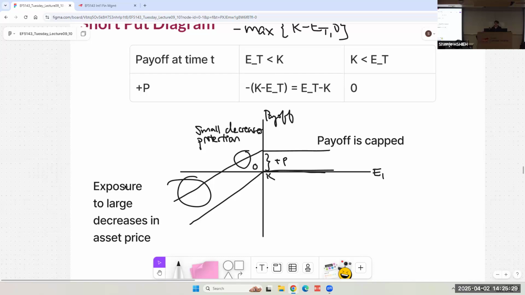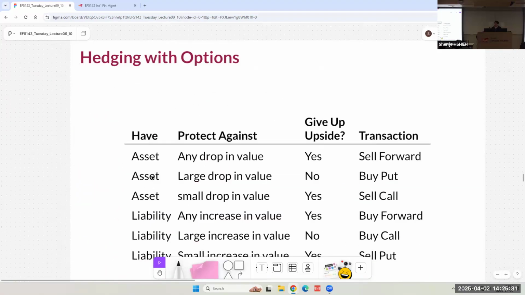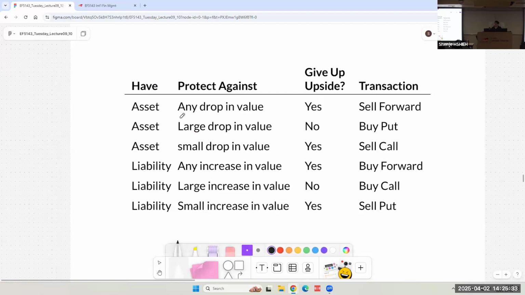All right, last table, which summarizes what I just did. And of course, I will compare it with forward contracts. So this is forward contracts. Review again for asset positions, meaning that you're planning on liquidating something in the future. You want to protect against drops in value of your asset. If you want protection for the downside, you can short forward, but you get a fixed quantity as a result, which means you have to give up the upside.